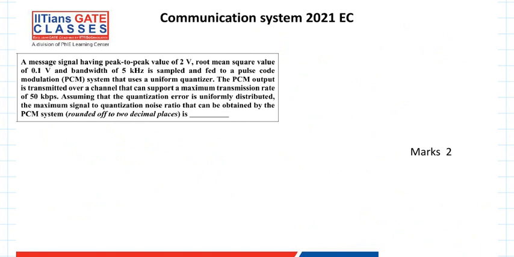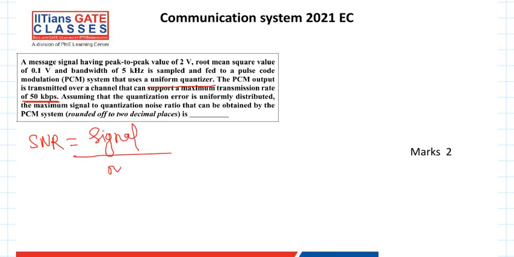A message signal is given. Its peak to peak value is 2 volt and the root mean square value is 0.1 volt, and this message signal has a bandwidth of 5 kilohertz and it is sampled and fed to a pulse code modulator system that uses a uniform quantizer. The PCM output is transmitted over a channel that can support a maximum transmission rate of 50 kilobit per second. Assuming that the quantization error is uniformly distributed, the maximum signal to quantization noise ratio that can be obtained in the PCM system is asked. So here we need to find out the SNR, which is signal power upon noise power.